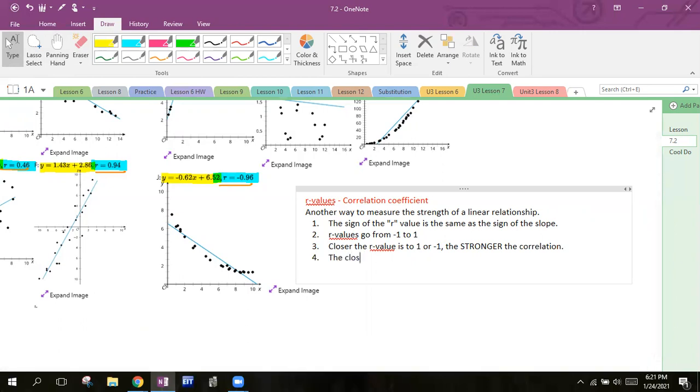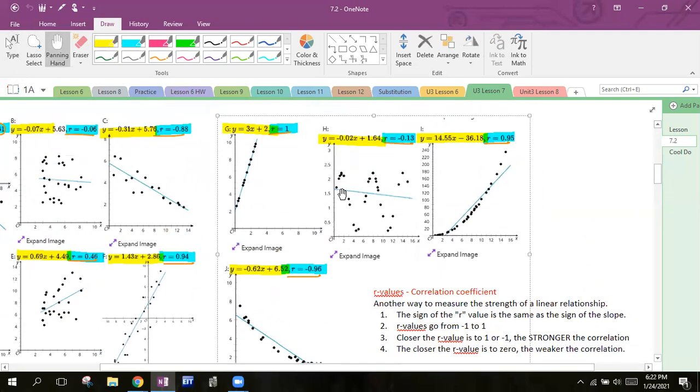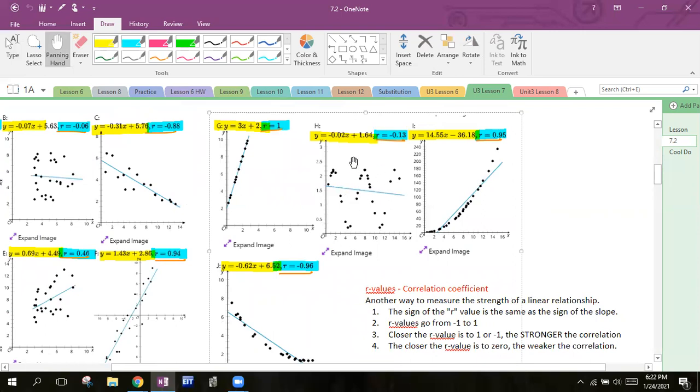All right. And so then on the opposite side, the closer the R value is to 0, the weaker the correlation. All right, and you can see that in H. We said that that was super nonlinear earlier in our observations. It's all really spread out. And now that the line's going through it, it's really spread out. And look at its R value. Okay, generally it says that it's decreasing because our slope is negative here. But it's 0.13, which is really close to 0. So it has a really weak correlation.